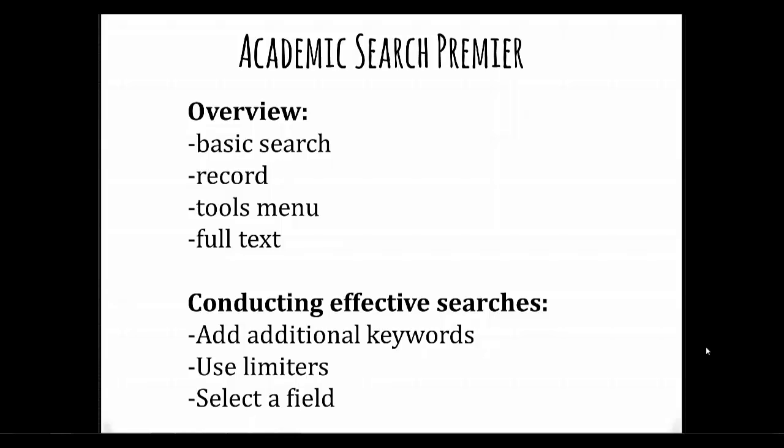For this particular tutorial, we are going to do an overview where we're going to learn about how to do a basic search in Academic Search Premier. We're going to learn about what the record is, the tools menu, and how to access the full text of any article that we find. We are also going to learn about how to conduct effective searches in Academic Search Premier. So we're going to learn how to add additional keywords, use limiters, and select a field.